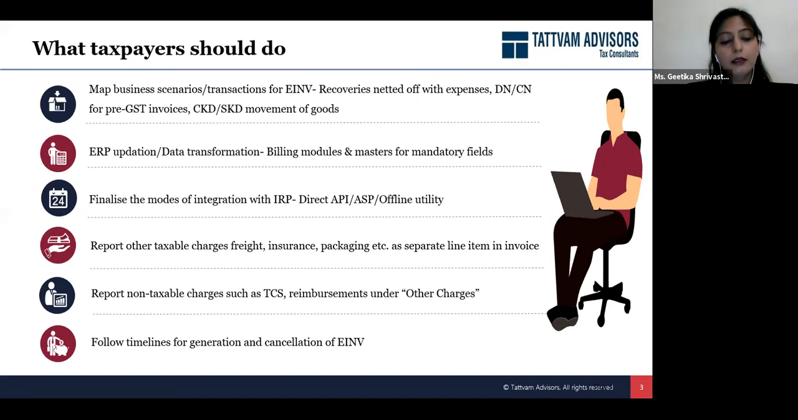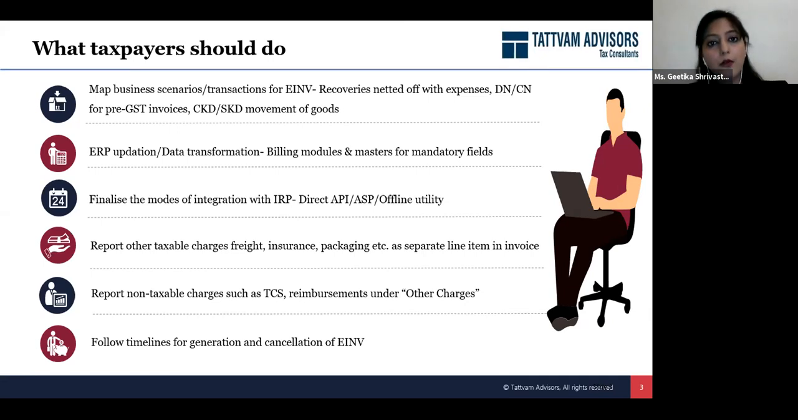The last point on the slide is around the following of the timelines. Like we heard in the previous session, the government has not anywhere mentioned the timelines for generation of e-invoice. That's true. The law has nowhere mentioned what is the timeline. But in the e-invoicing validation, there is a validation which is provided in the schema, that invoice should not be older than a day before, earlier than the previous day.